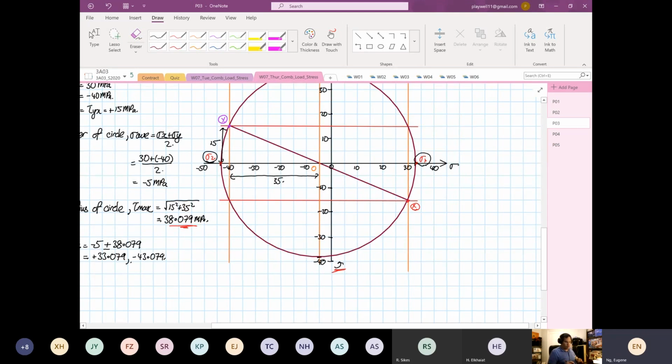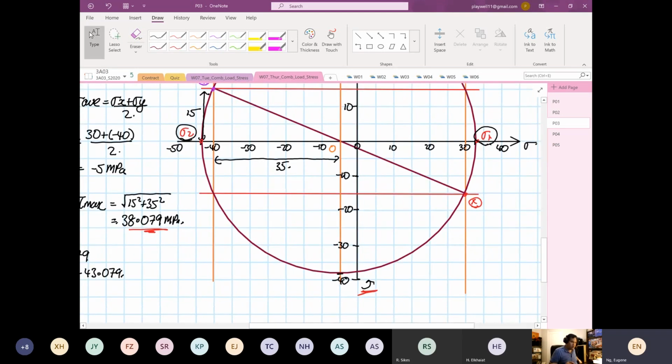So the next thing I want to introduce to you is the rotation of the principal plane. Okay? So what do I mean by rotation of principal plane? When we rotate the element, the shear stress is equal to what? Is equal to 0. Okay? So over here, it's going to rotate from point X in the anti-clockwise direction by 2 theta p. Okay, we're going to label that as 2 theta p, and I'll tell you why later on.